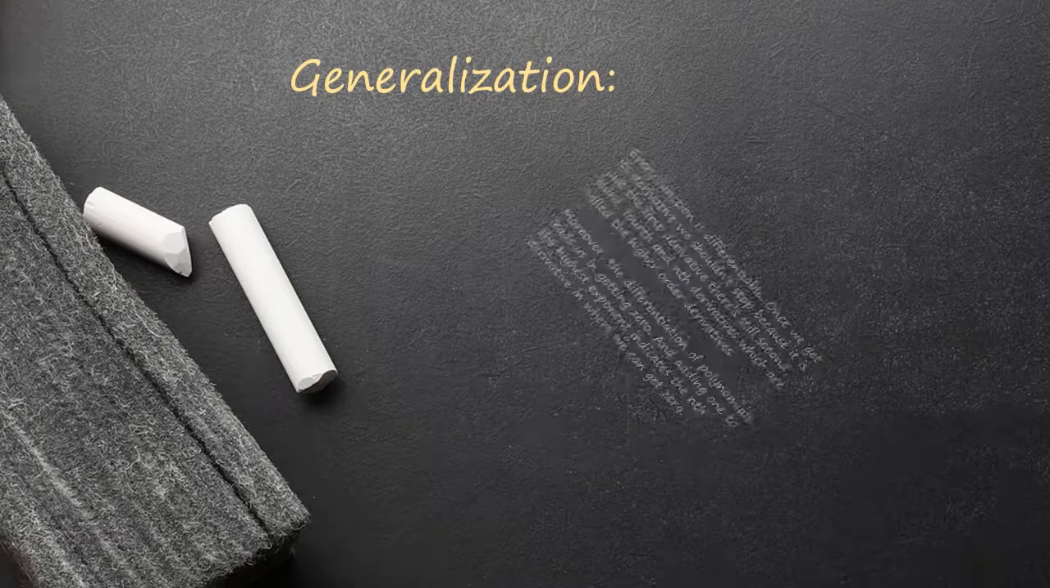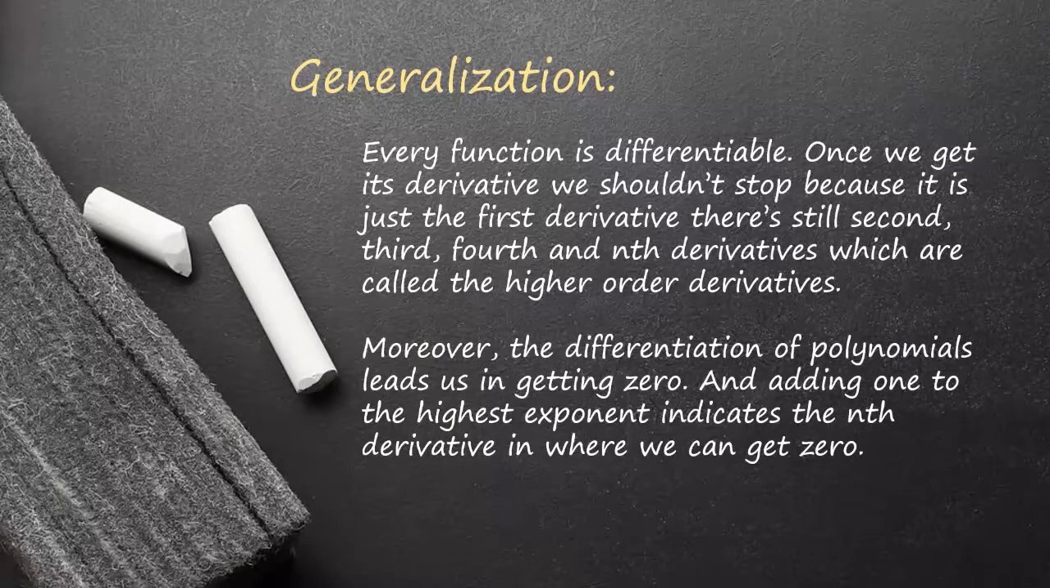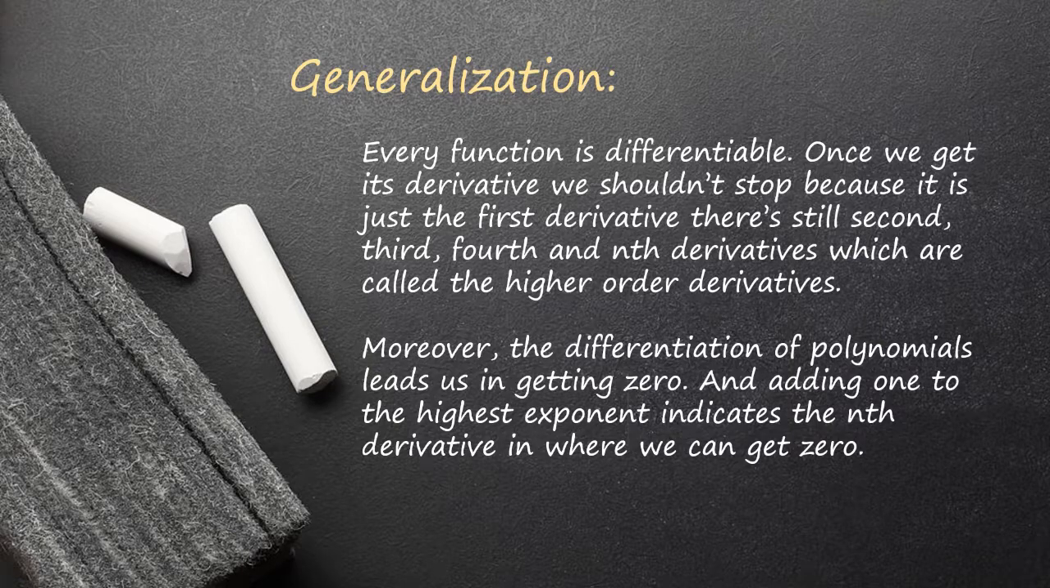Through this lesson, we learned that every function is differentiable. Once we get its derivative, we shouldn't stop because it is just the first derivative. There's still the second, third, fourth, and nth derivatives, which are called the higher order derivatives. Moreover, the differentiation of polynomials leads us to getting 0, and adding 1 to the highest exponent indicates the nth derivative where we can get 0.